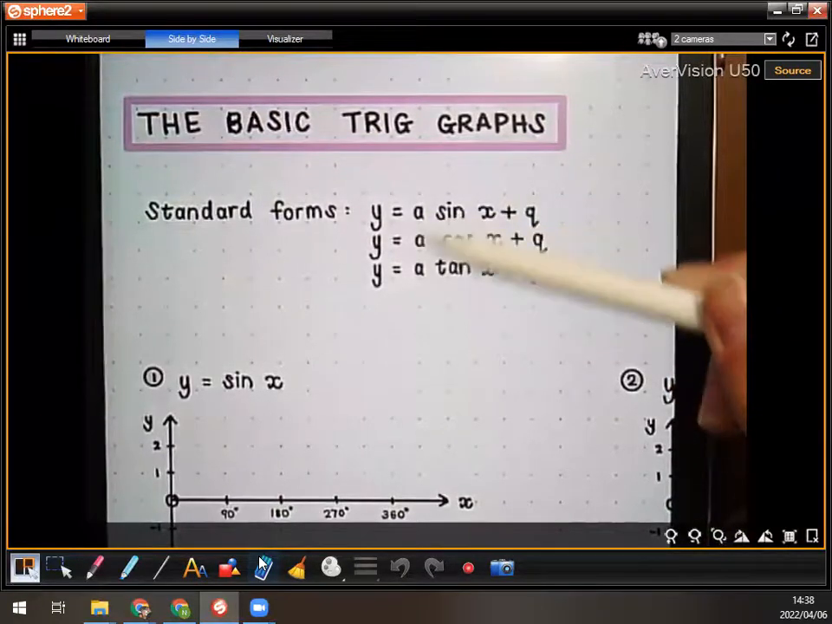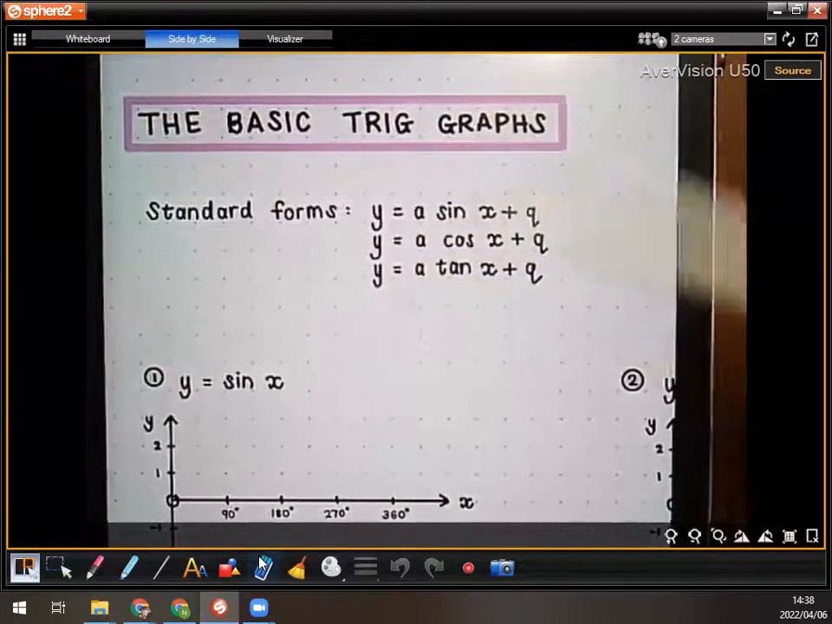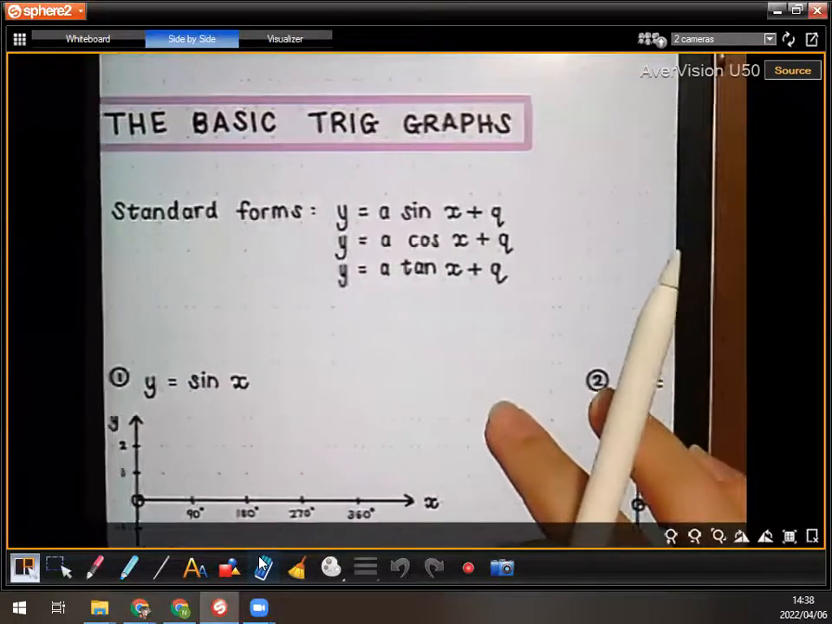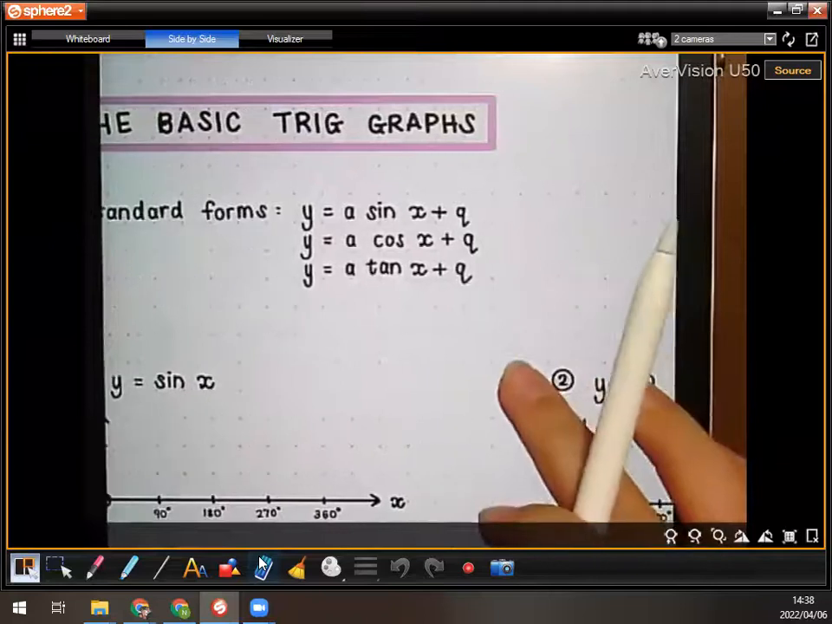Now that's A, all right? In sin and cos. In tan, it's different. Tan is a bit of a different type of graph, all right? So everything that I'm saying about sin and cos is not necessarily true about tan. We probably won't get to tan today, so don't stress about that now.